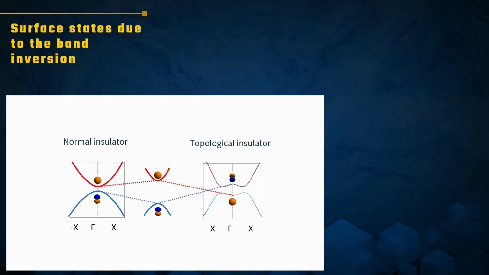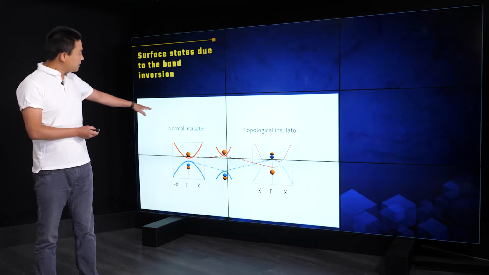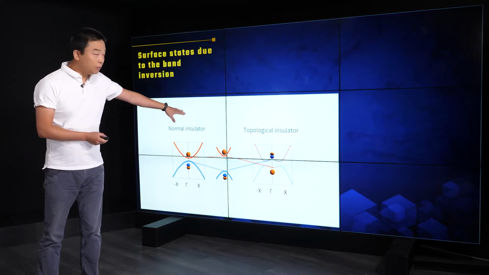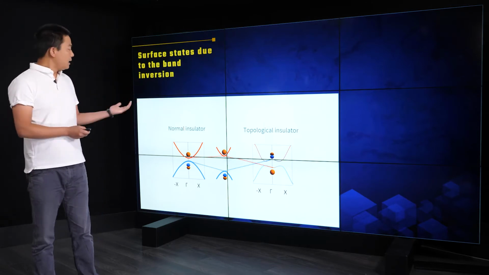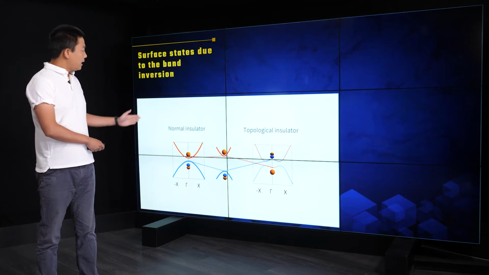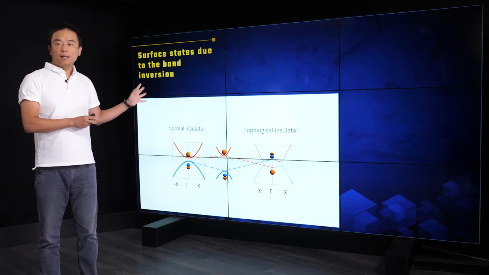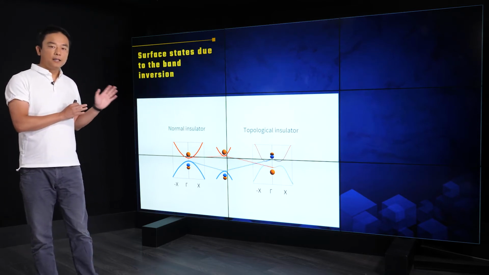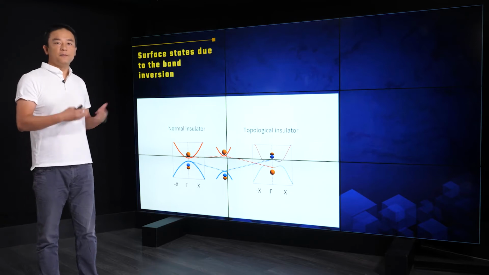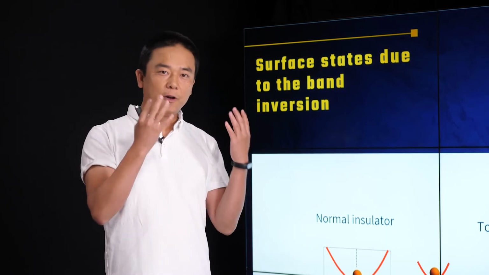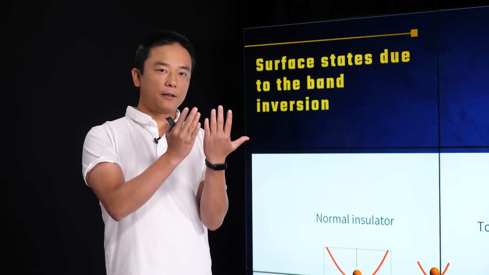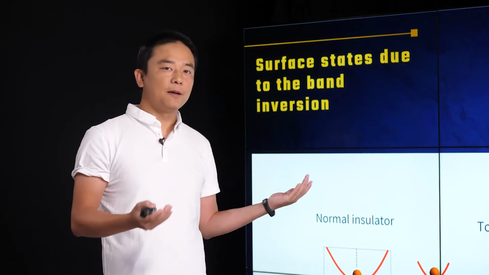However, at the interface between the normal insulator and the topological insulator, because the wave function symmetry changes, the conduction band will evolve into the valence band, and the valence band into the conduction band. For this reason, at the interface, the band gap must close. It means the interface is metallic, right? Now there's something a little weird, right? We put two insulators together, but at the interface, it becomes metal.